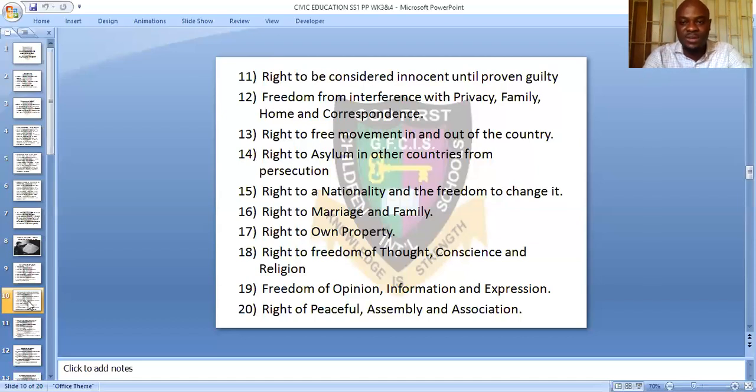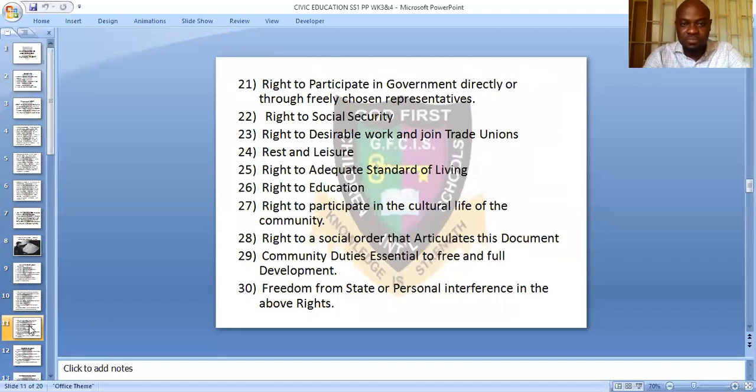So let's go to the third part, that is the last 10 of the articles. Okay, now Article 21, we have the right to participate in government directly or through freely chosen representatives.